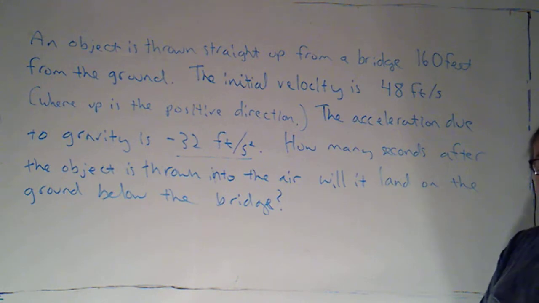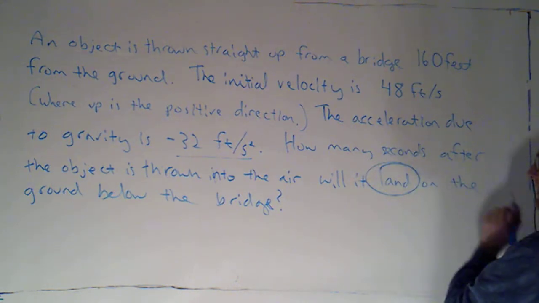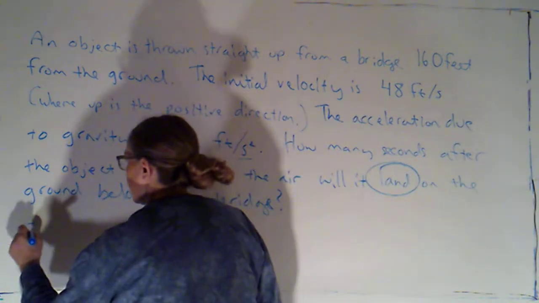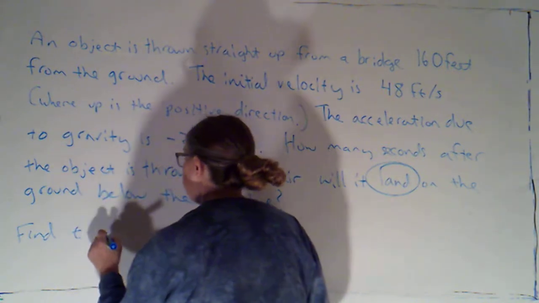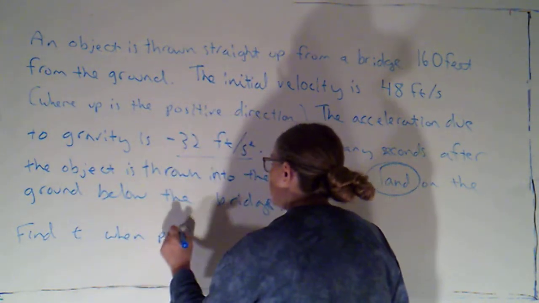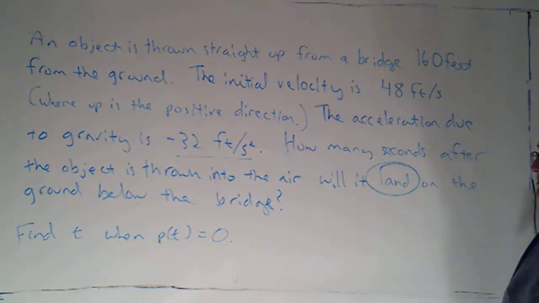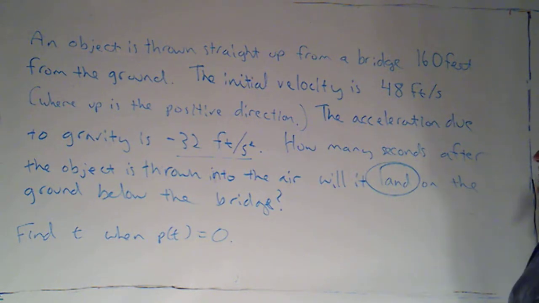Well, I could do that if I knew what the position function was, because when it lands, that's basically finding the time when the position is equal to 0. Find t when the position is equal to 0. That's when it's going to be on the ground. But I don't have the position function. I'm going to need to find that.